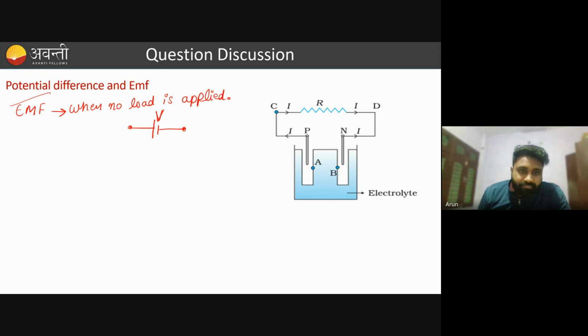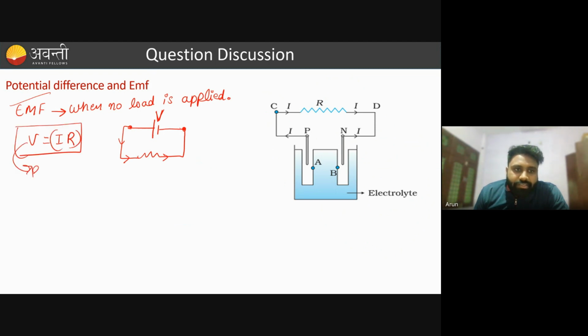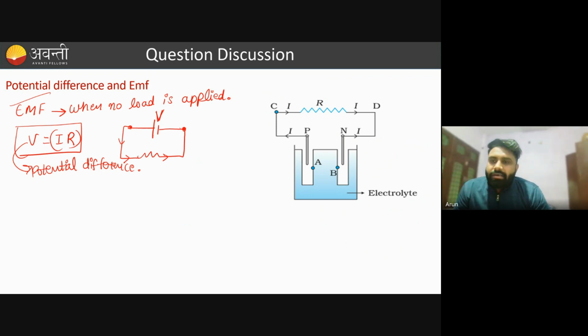Whenever no load is applied, you can say that the potential difference is the same as the EMF of the battery. But whenever we have applied a load resistance and the current starts flowing through it, then V is equal to I into R. This is the potential difference. You will have to keep one thing in mind. If no load resistance is connected, which means the circuit is open, in that case the potential difference across anode and cathode is termed as the EMF of the battery. Got it? But whenever we apply the load, in that case the potential difference across P and N is termed as potential difference, not EMF of the battery.